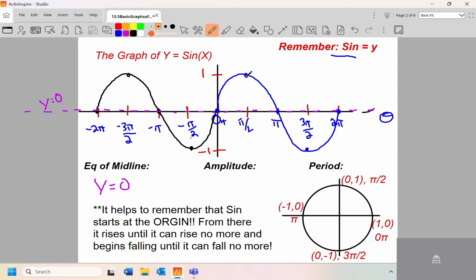The default amplitude, the distance from the midline to a peak or to a valley, is 1. Amplitude starts with an A, by the way, so a is 1. And the period is how long it takes to complete one full cycle. So the period is going to be 2 pi. All right, that was sine.